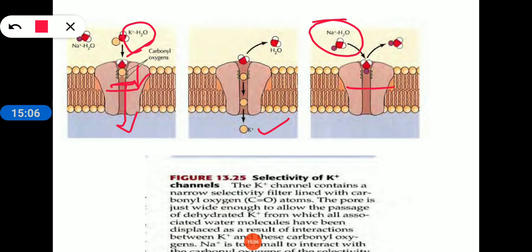Okay, but here this Na positive, due to the smaller size of Na positive with respect to K positive, it is unable to interact with the carbonyl oxygens of the channel protein. Because it cannot interact with the carbonyl oxygens, this Na positive will not be dehydrated, and if it is not dehydrated, this Na positive will be larger than the pore size.